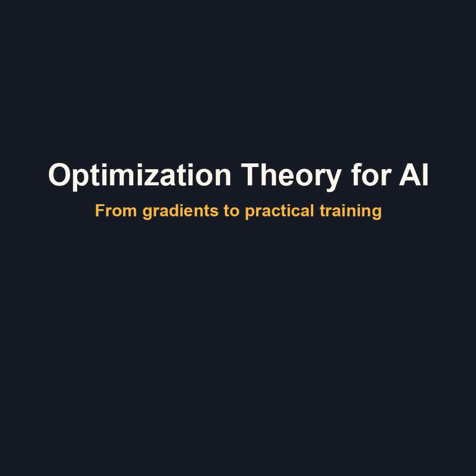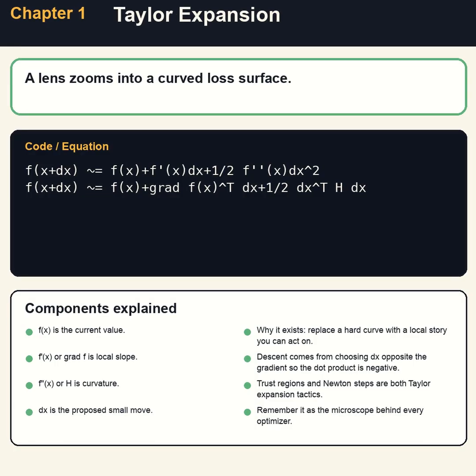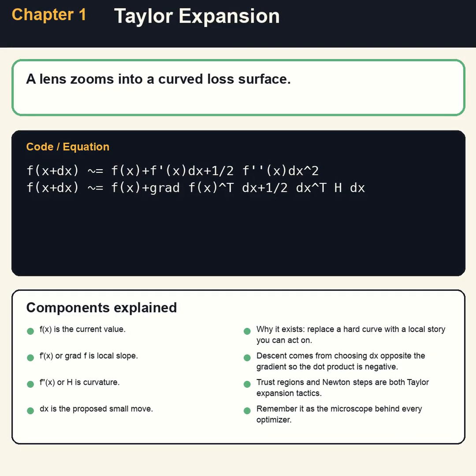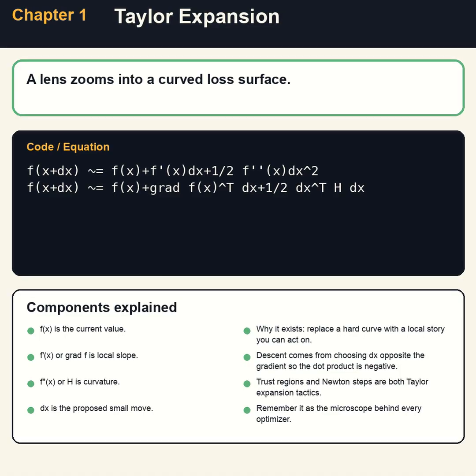Optimization theory for AI from gradients to practical training. Taylor expansion. Real-world analogy. Use a magnifying glass on a curved surface. Up close, a curve becomes a line. Then a parabola once curvature joins the scene.